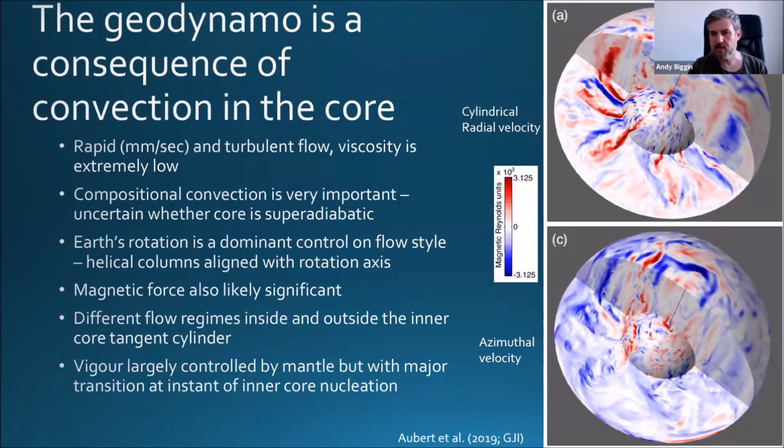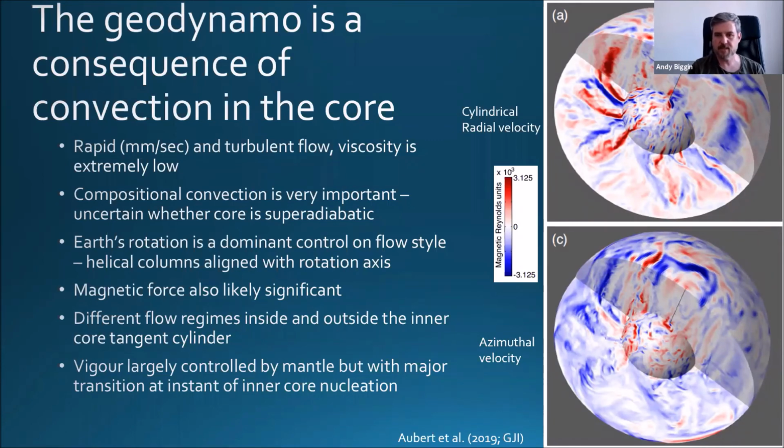Okay, so I've got kind of a cheat sheet single slide here for convection in the outer core. I'm illustrating this with some flow diagrams taken from work by Julien Aubert and co-authors. This is showing the flow structure in the liquid outer core, a fairly sophisticated numerical simulation.